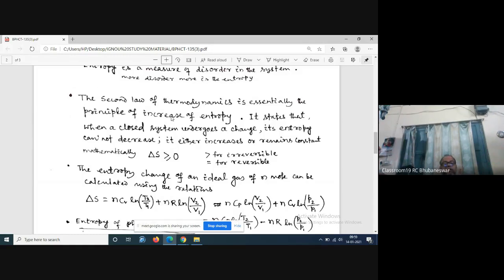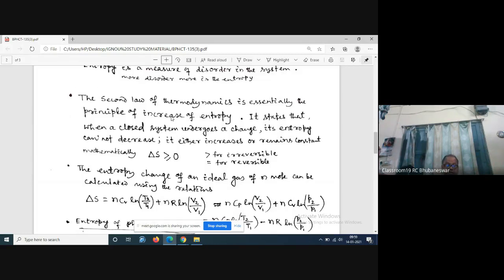So the entropy change is greater than 0 for an irreversible process. And for a reversible process, the entropy remains constant, because it is a state function. When the initial and final states are the same, it depends upon the initial and final states.